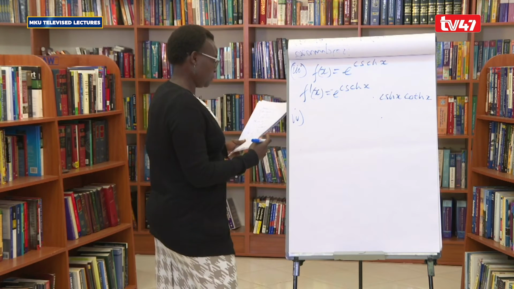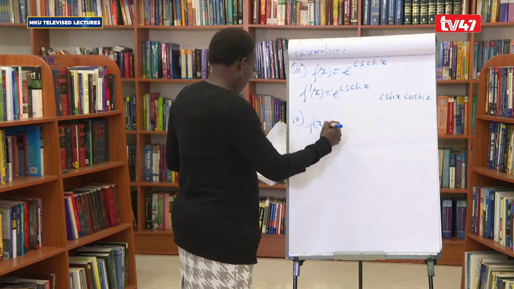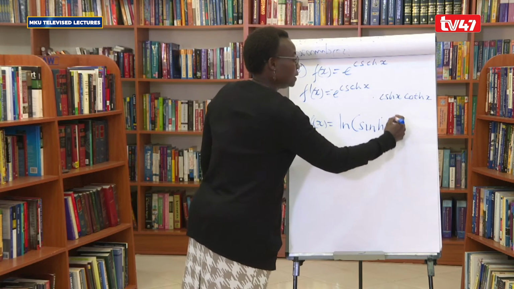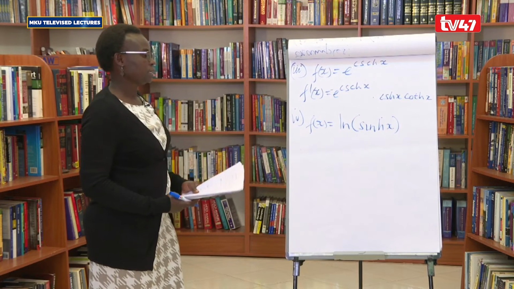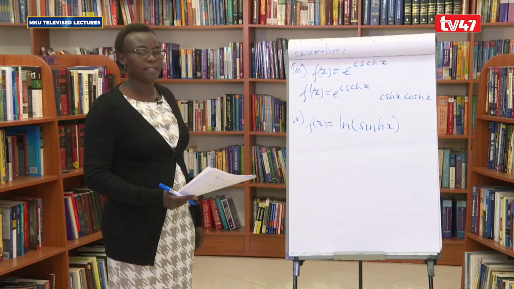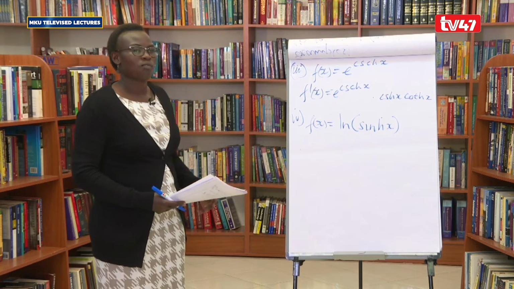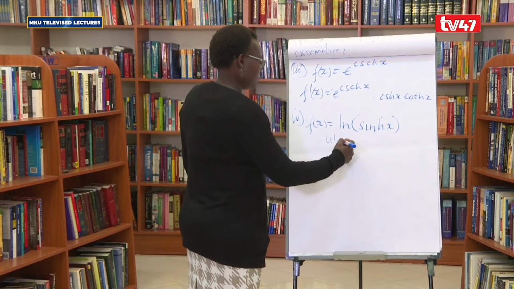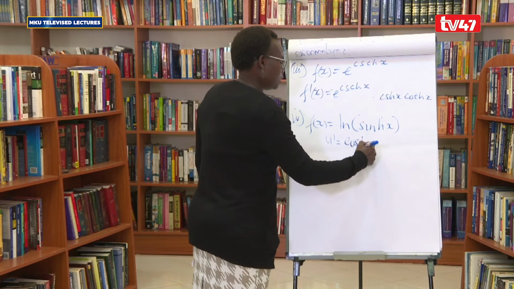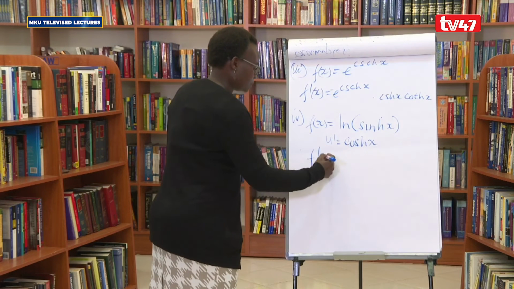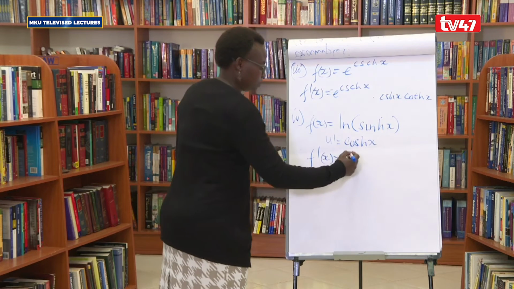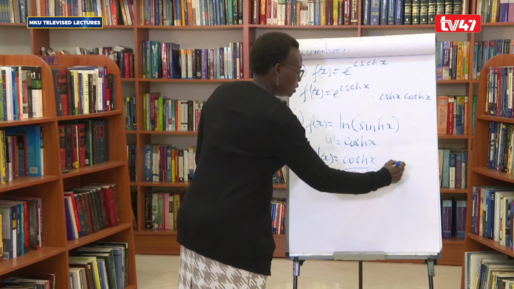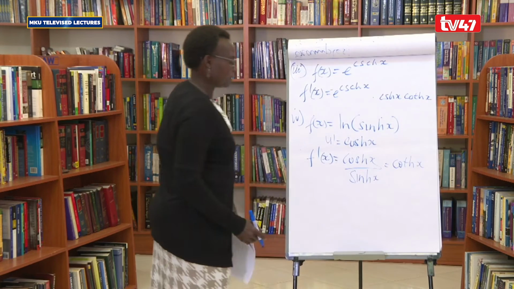The last example we'll do is f of x equals ln of sine hyperbolic x. So our u here is sine hyperbolic x, and remember the derivative of a log function is u bar over u, where u is the inner function. So our inner function is sine hyperbolic x, so u bar is going to be cos hyperbolic x. So then this is going to be u bar, which is cos hyperbolic x, over our u, which is sine hyperbolic x. This is actually cot hyperbolic x.